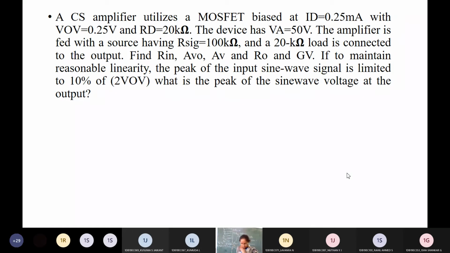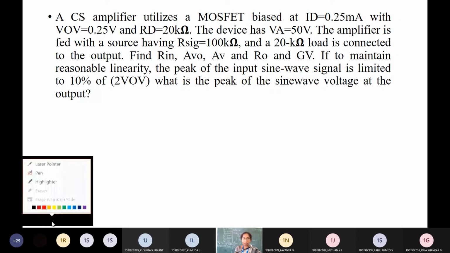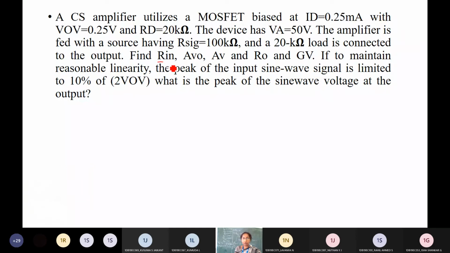So is this problem completed or is anything left out? Just read the last two sentences. So this part we completed. Rin, Av0, Av, R0, Gv are done. So what is left out? We found all four. The output amplitude we should find.